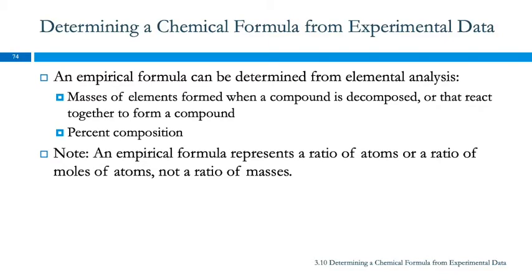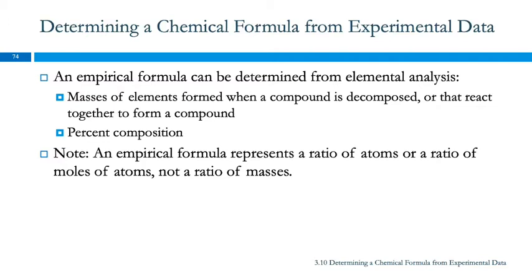So we've talked about using a chemical formula. How do we figure out what chemical formulas are? We can figure out an empirical formula from elemental analysis. We can take a compound and decompose it into its individual elements and weigh those and figure out what the masses of each element are. Or we can look at the masses of elements that react to form a compound. That's what we'll be doing in experiment 3.